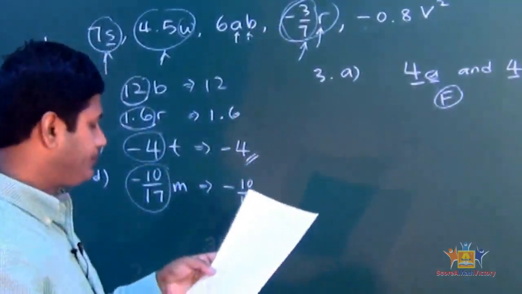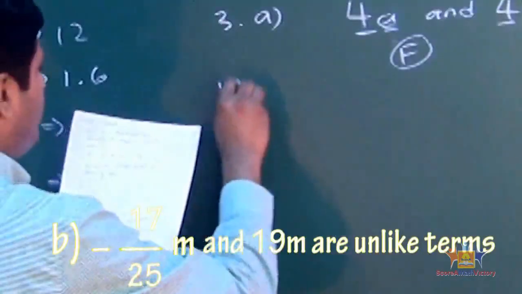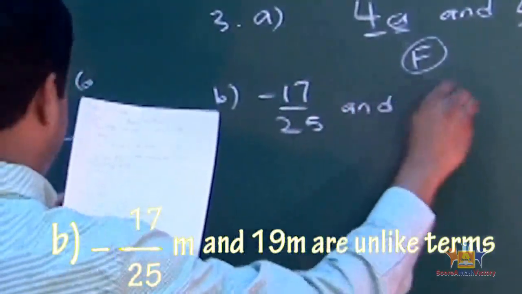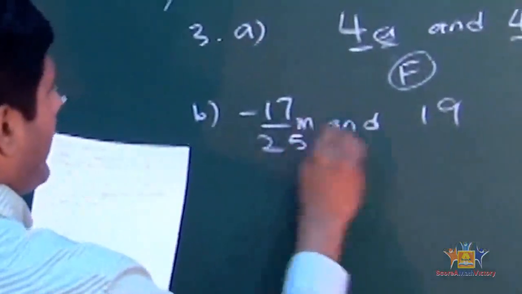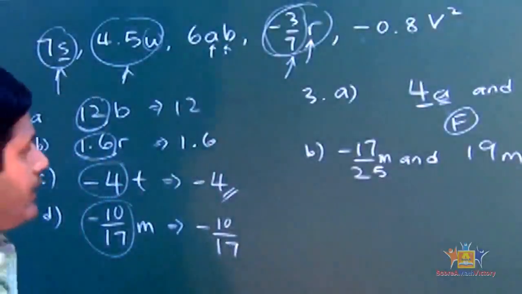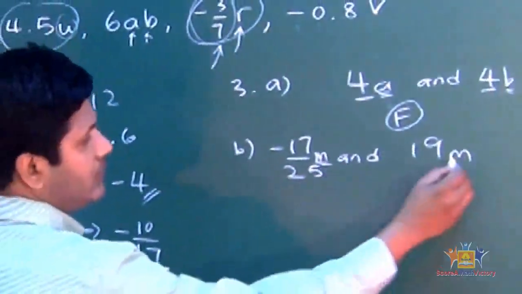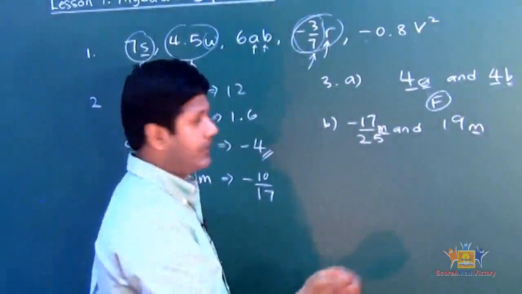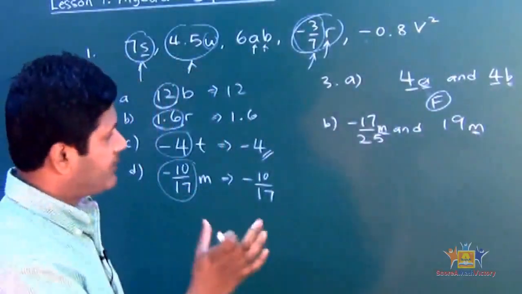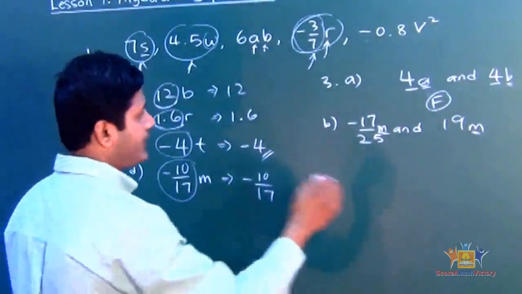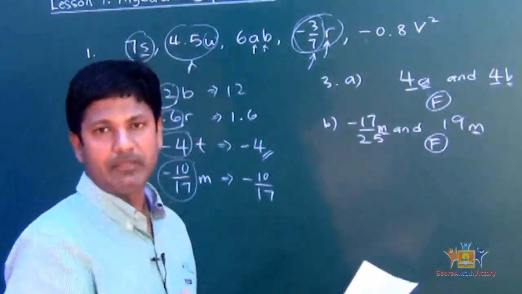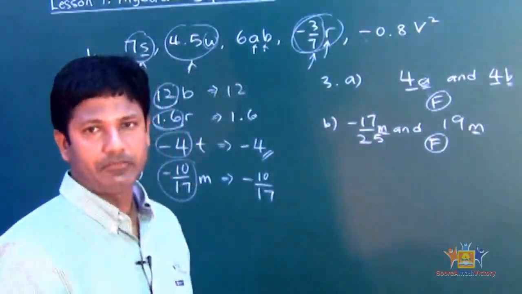Okay, B. They give negative 17 over 25m and 19m are unlike terms. Are they unlike terms? No, false. They are like terms because m and m, you decide by the unknown. They both have the same unknown, so they are like terms. Again, this is false because the question says they are unlike terms.